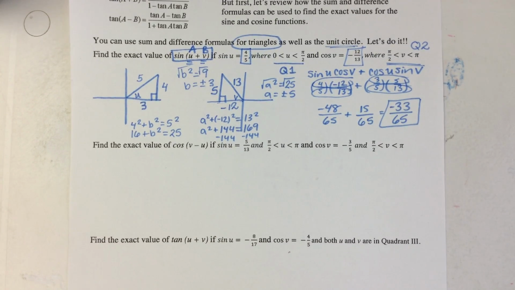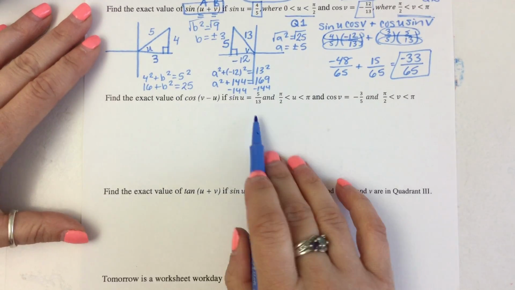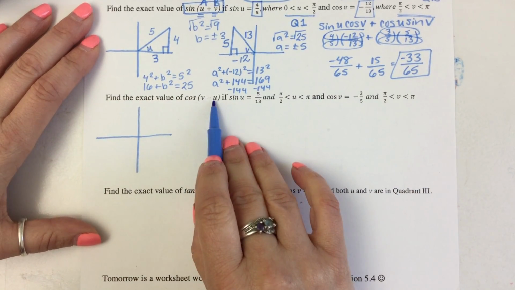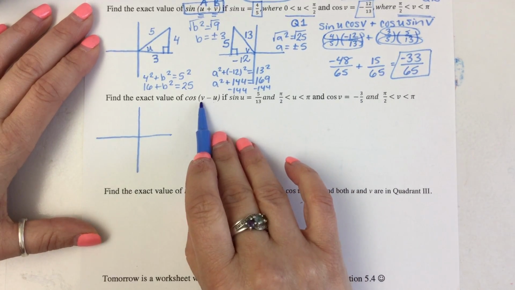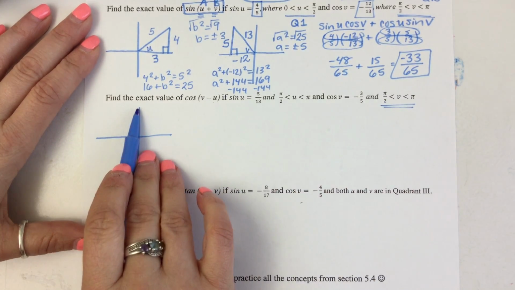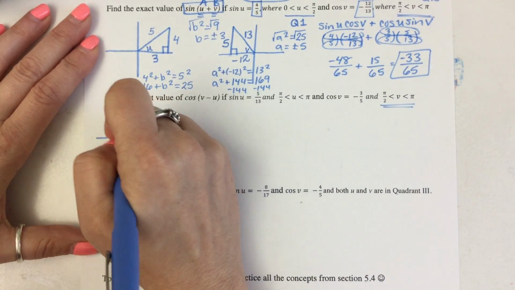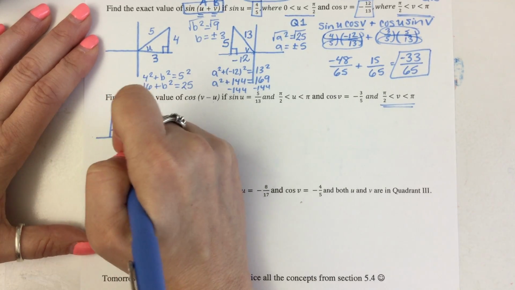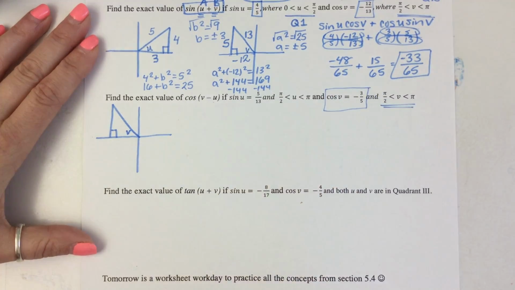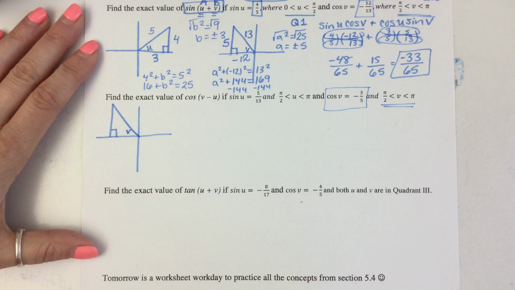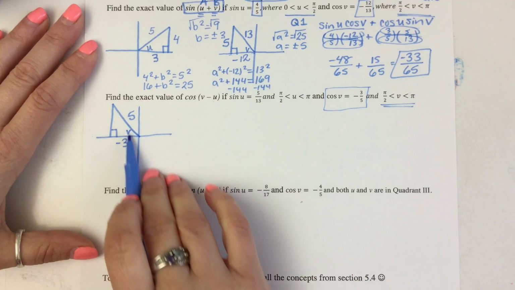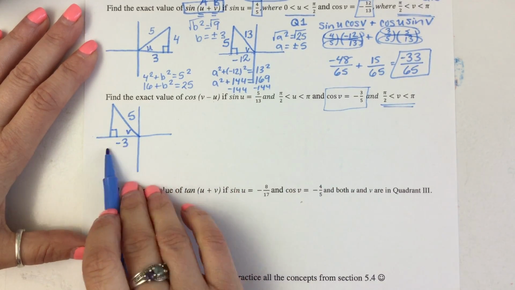Let's do another one. This time it's a cosine and it's subtraction. Again, we have to figure out where to draw the triangles. So I'm looking at angle V and angle U. Just because V is first, I'm going to go ahead and start off with V right away. So V is in between pi over 2 and pi. So again, we're looking at quadrant 2. This is V right next to the origin. The cosine of V, the adjacent over the hypotenuse, is -3 over 5. The hypotenuse will always have a positive value, so the -3 goes with the adjacent.